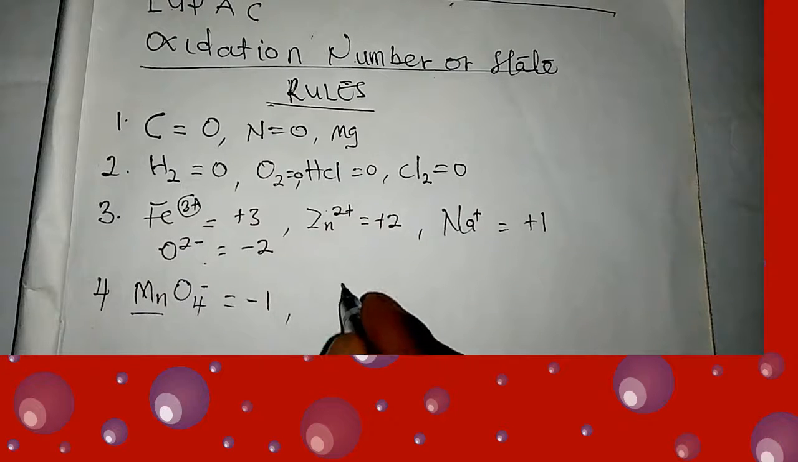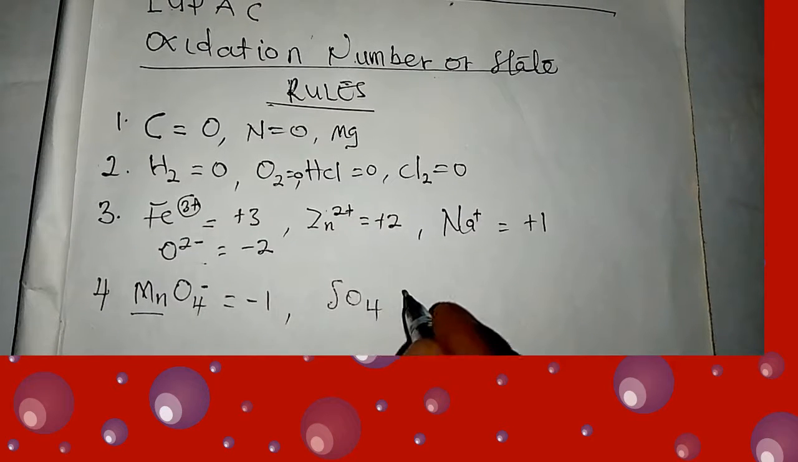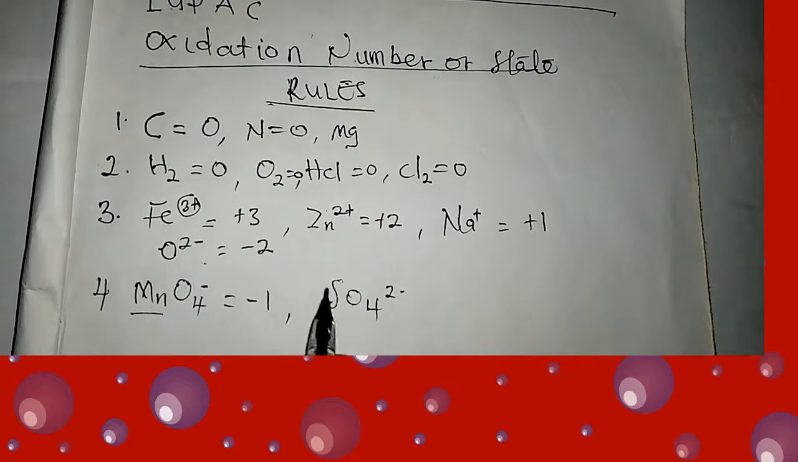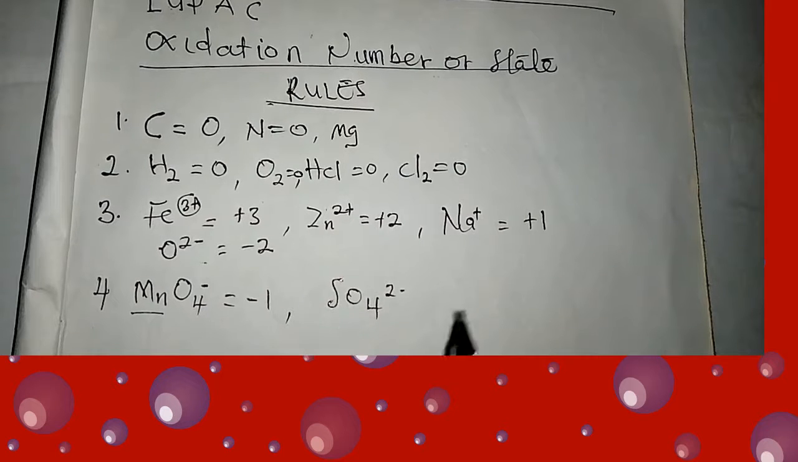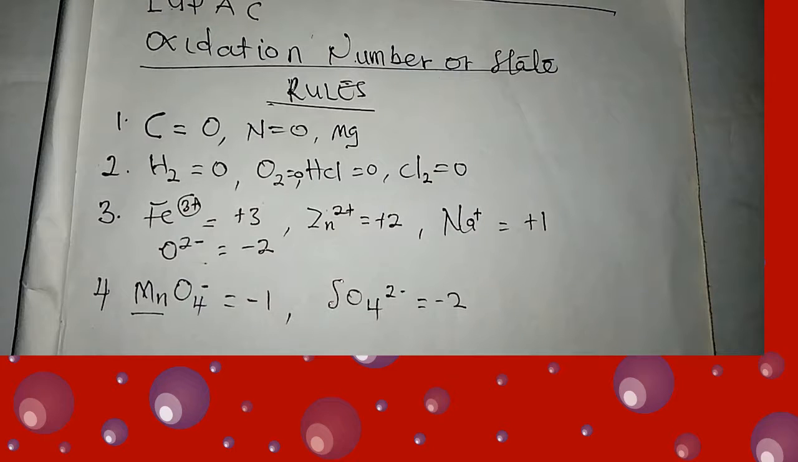Let's take this one, SO4 2-, like this. So the algebraic sum of the oxidation states of sulfur and oxygen here should be equal to -2. So that's the meaning of rule 4, that the algebraic sum of the oxidation states of the elements in the radical should be equal to the charge carried by the radical. Let's move on to rule 5.